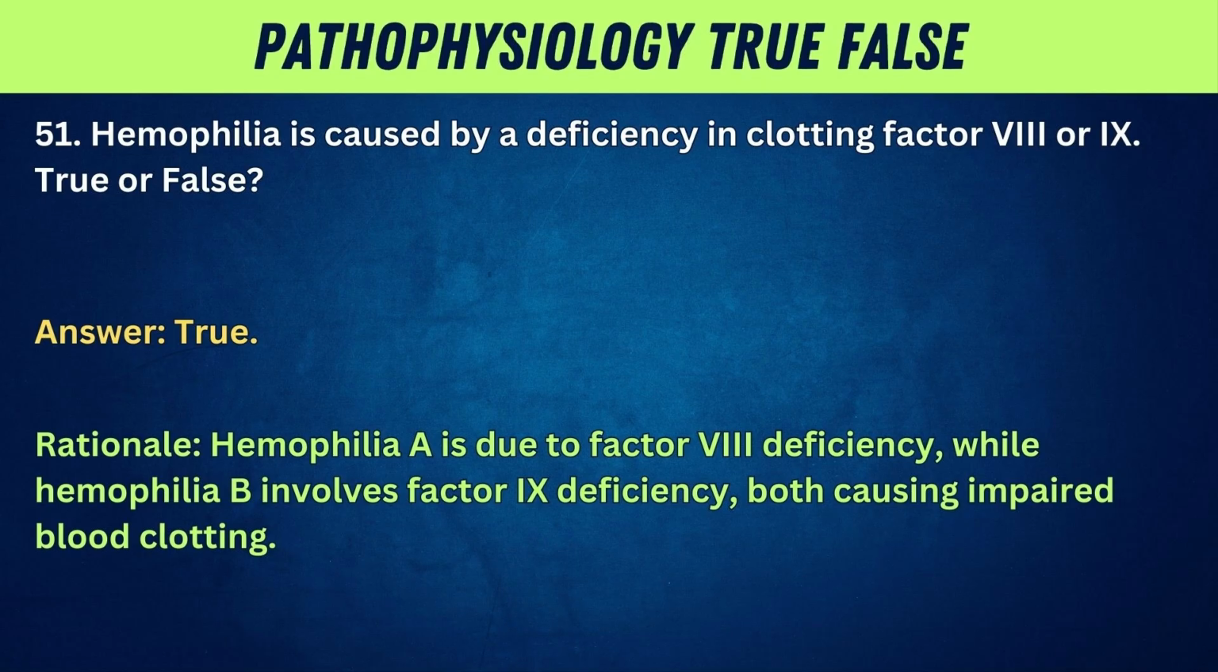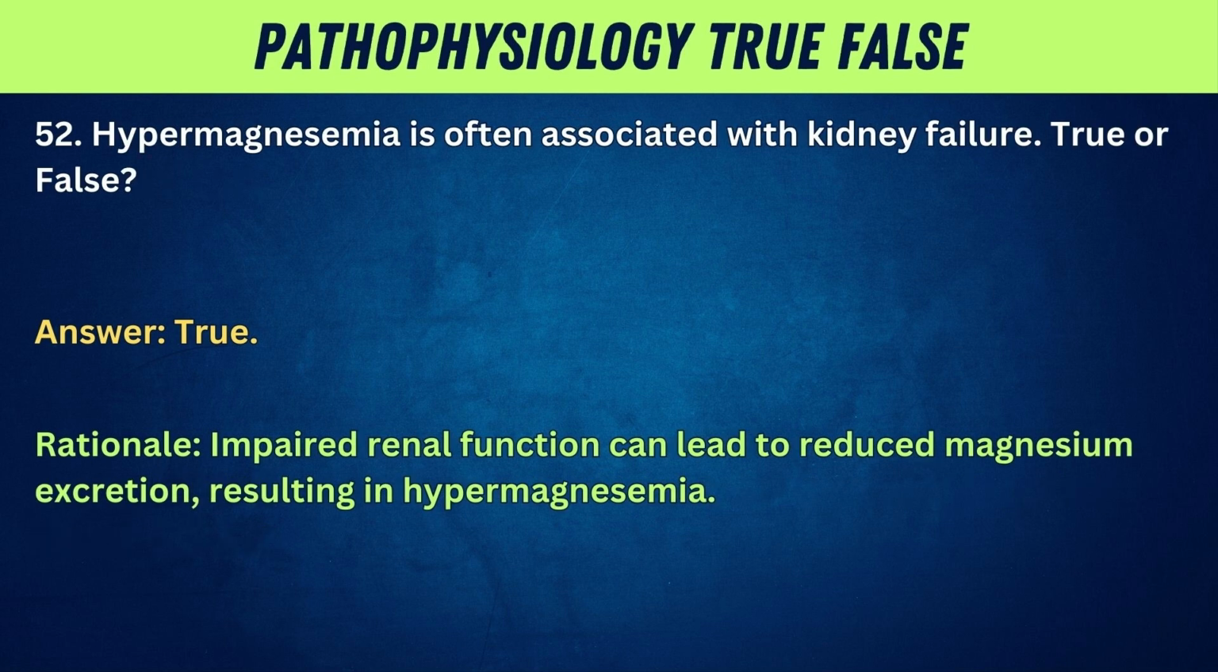51. Hemophilia is caused by a deficiency in clotting factor 8 or 9. True or false? Answer: true. Rationale: hemophilia A is due to factor 8 deficiency, while hemophilia B involves factor 9 deficiency, both causing impaired blood clotting. 52. Hypermagnesemia is often associated with kidney failure.